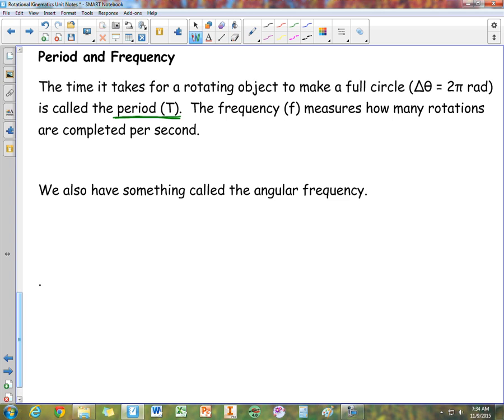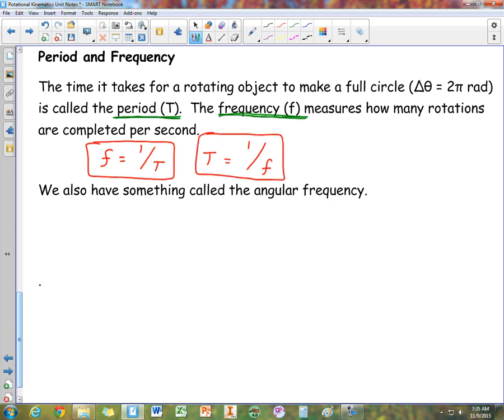Frequency then measures how many rotations are completed per second. So frequency is how many rotations per second. So what this means then is that frequency is 1 over the period, and the period is 1 over the frequency. They are inversely related.